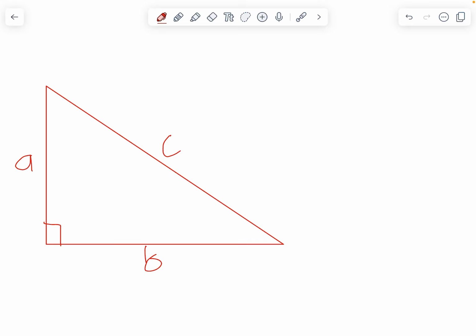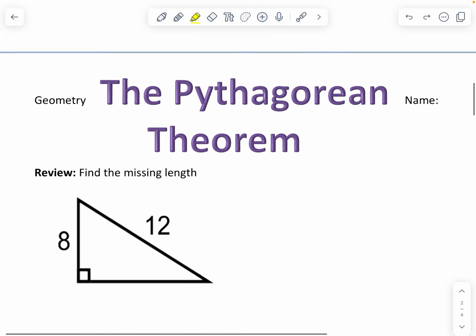The legs, it doesn't really matter as much which one is A and which one is B, because the Pythagorean theorem says that A squared plus B squared equals C squared. So regardless of which one is A or B, you're just adding them together, so you're going to get the same number regardless, whereas C squared always needs to be over here on the other side of the equal sign. So when you're looking at a triangle, you need to make sure that you know where C is, okay? That's the number that's by itself.